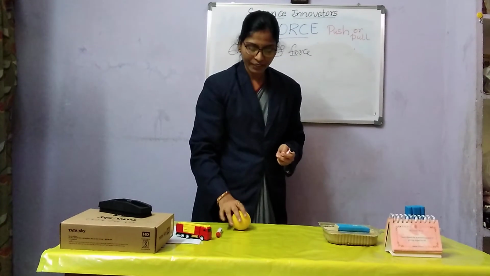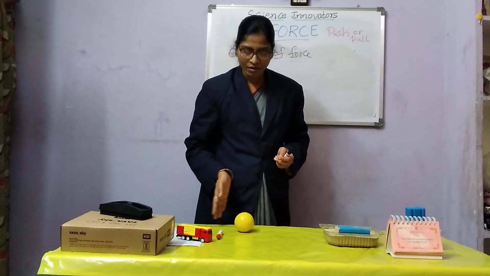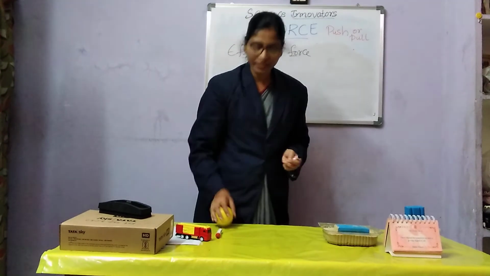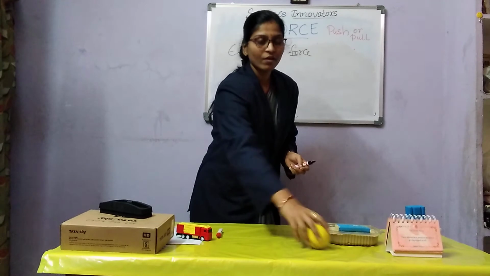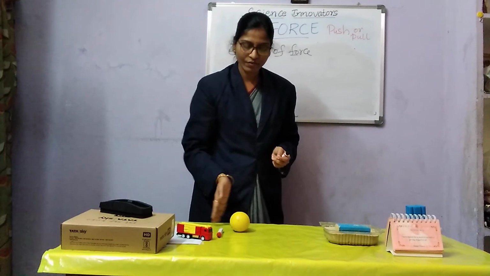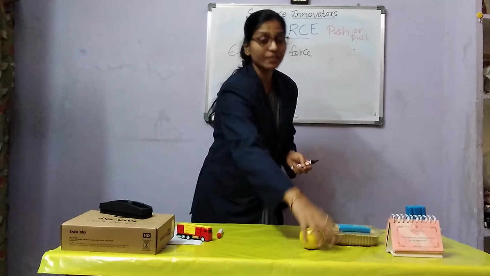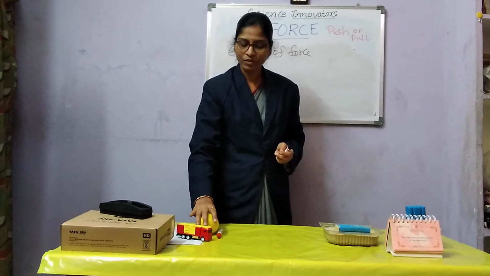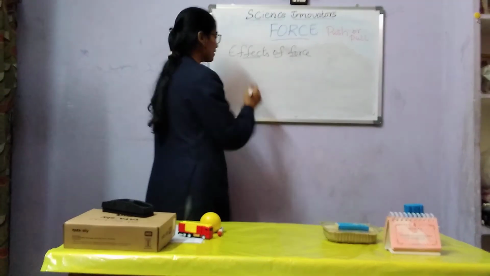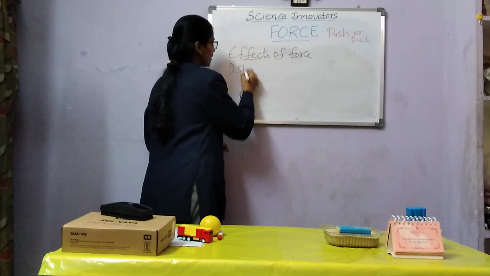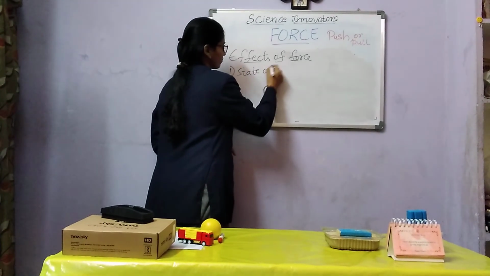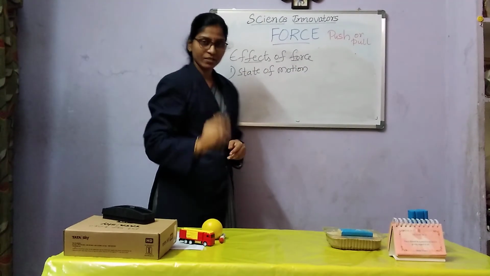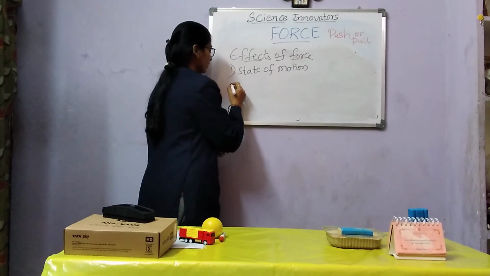A body at rest, a ball. When we apply a certain force, what happens? It changes its state of motion. Earlier it was at rest. When we apply the force, its motion changes. So this is the effect on the object when we apply a certain force. The state of motion changes when we apply the force.